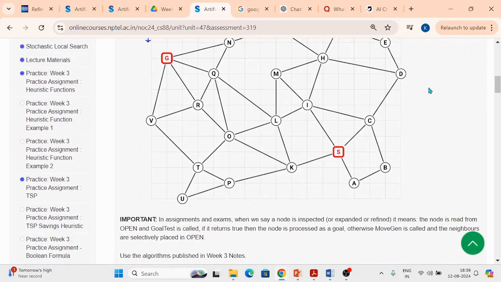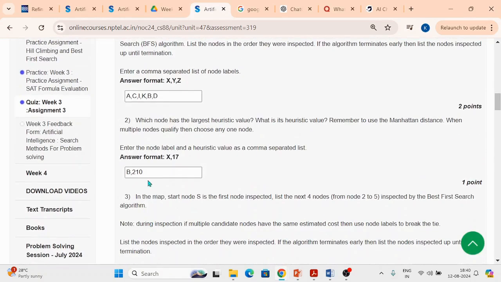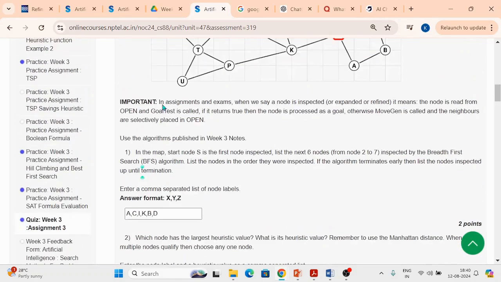If you consider D, counting the steps gives 16. Now consider the node B: counting the steps gives 21. So the node B has the highest heuristic value. For B, we write 210, since each step is 10.